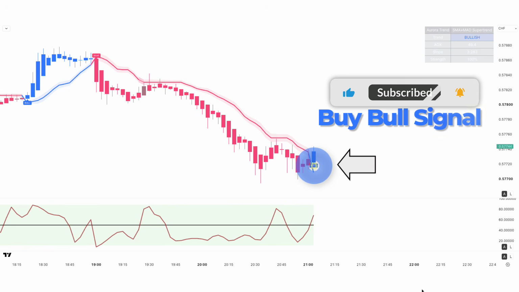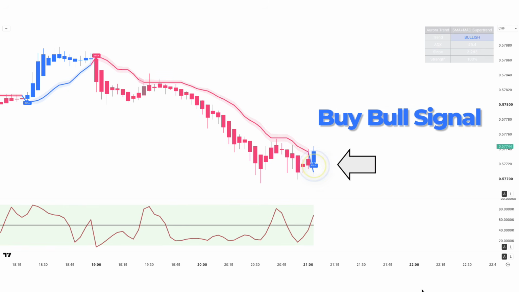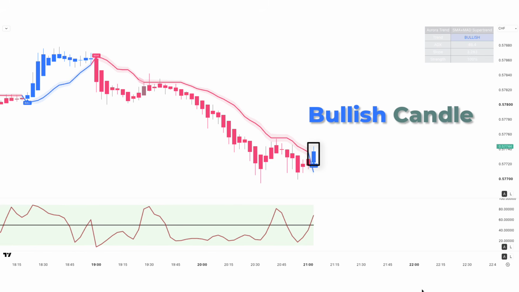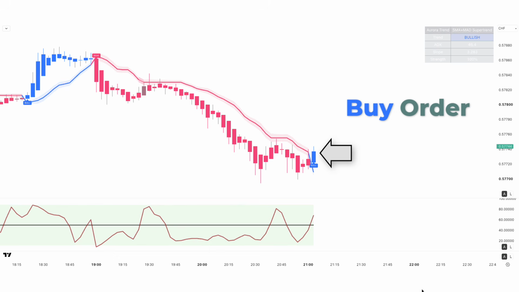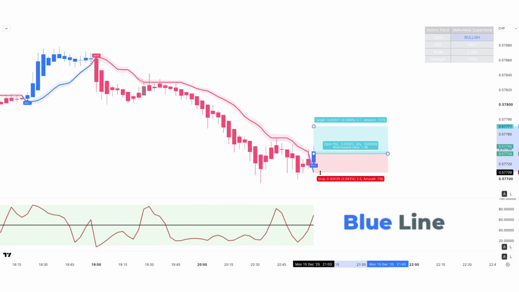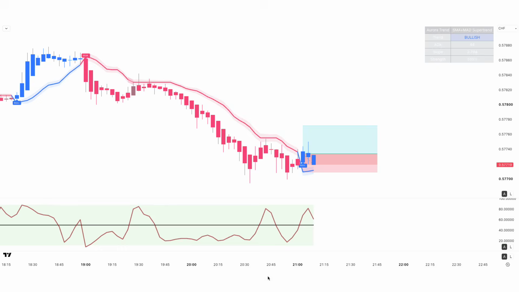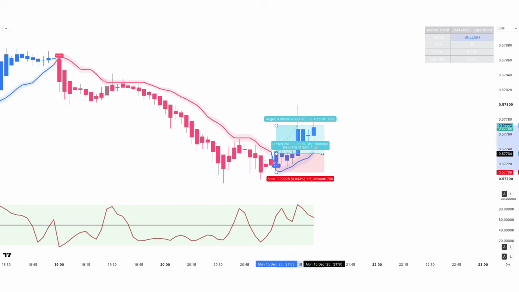When the SMA MAD trend arrow points up, this is a buy signal. The maroon line of Vervoort Smoothed should be above the zero line. The market forms a bullish candle. If these conditions are fulfilled, then we will place a buy order. Our stop loss is to be placed at the blue line. And the risk to reward ratio will be 1:1.5. The market has completely hit the target.